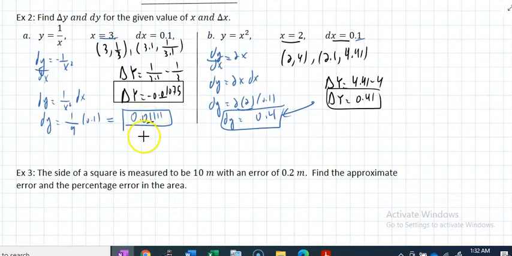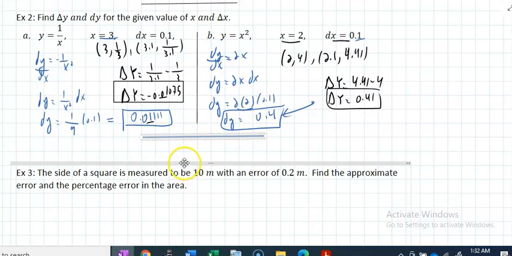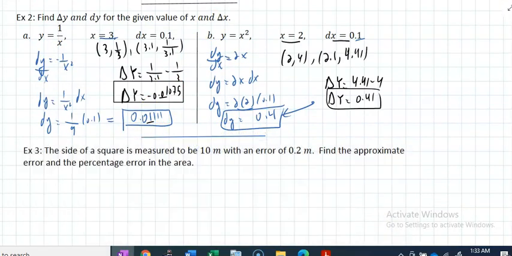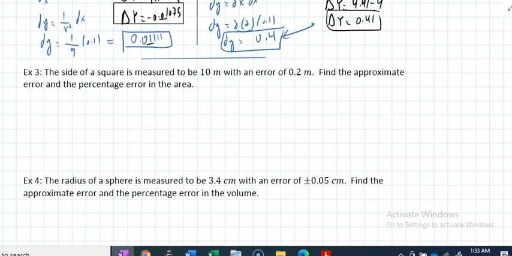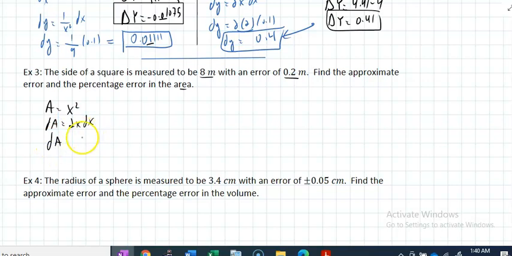So that's pretty much the idea. Gives you a very good idea of what the exact change is. Sometimes the exact change is a lot of work. Now, the sides of a square measure 8 meters with an error of 0.2 meters. Find the approximate error. Well, the area is x squared, dA is 2x dx. So the approximate error is 2 times the original times the change, and that turns out to be 16 times 0.2, which is 3.2 square meters.